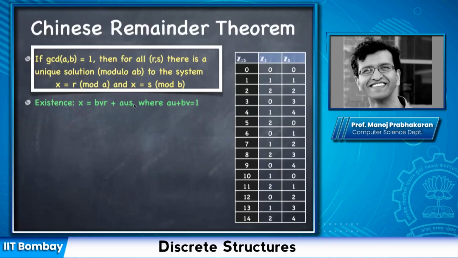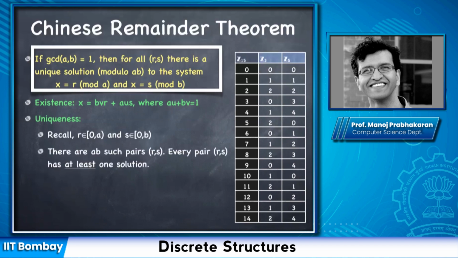We also said it's unique. Actually, uniqueness is pretty easy to see, and that's because of a simple counting argument. Remember, we said R and S, we're going to restrict to just the range 0 to A and 0 to B respectively. So there are A possible values of R and B possible values of S. So altogether, there are AB possible values of the pair R, S, right?